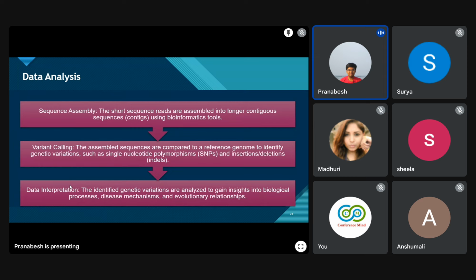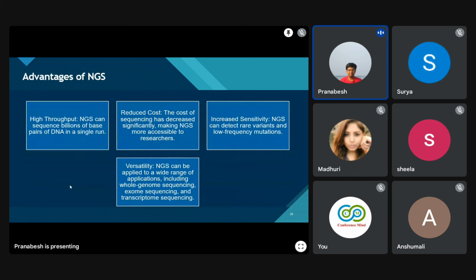Then we go for the data interpretation. So the identified genetic variations are analyzed to gain insight into the biological processes, the disease mechanisms, and the evolutionary relationships. So what about the advantages of NGS?